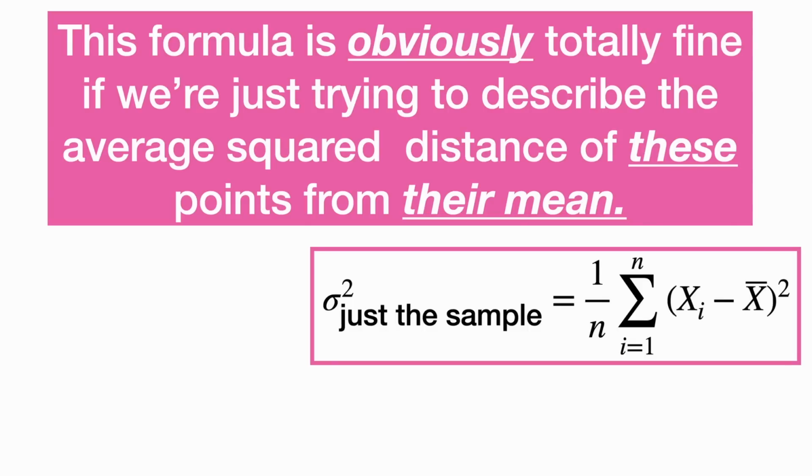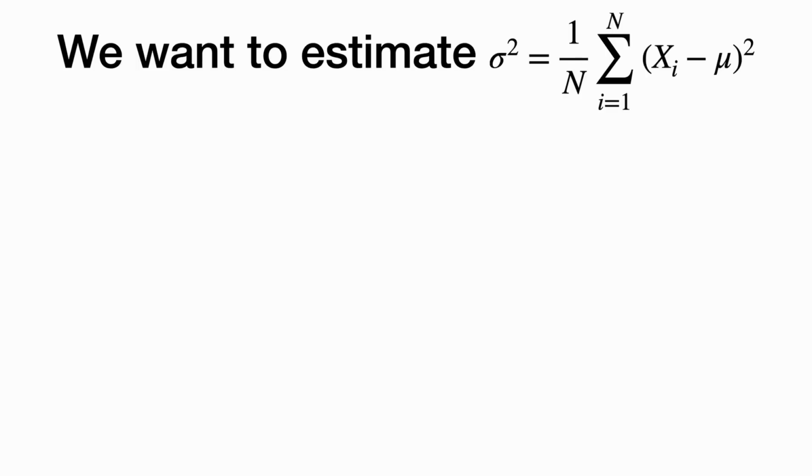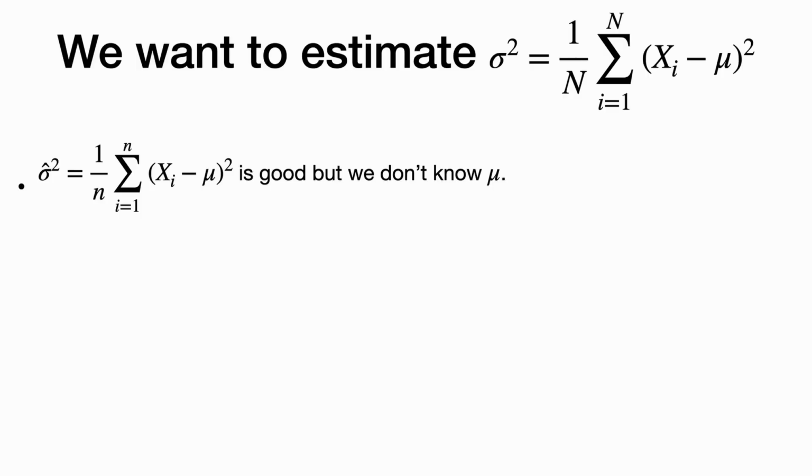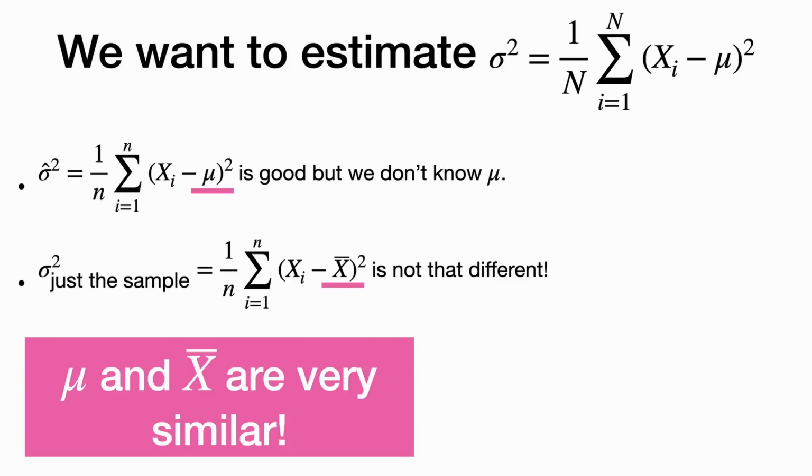This formula is obviously totally fine if we're just trying to describe the average squared distance of these points from their mean. But let's reintroduce the idea of the population. We want to estimate the population variance, but we can't do it because we don't have all big N samples. We don't have the population. So sigma hat squared was a good estimator, but we don't know mu, so we can't really use it usually. And sigma squared, just the sample, is not that different from that. We just replaced the mu with x bar. Mu and x bar are very similar.